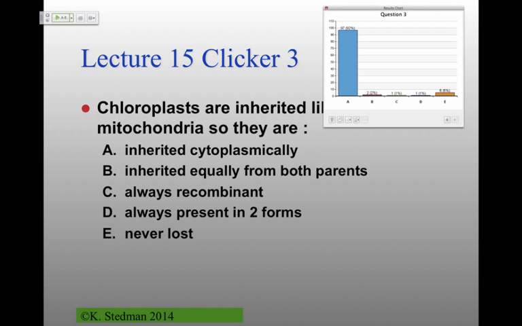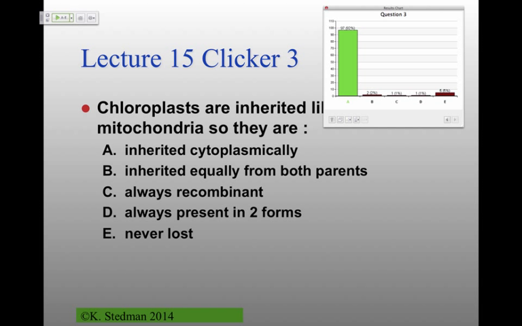Let's look at these results. I like it when everyone seems to agree, and I agree with them too. So they're just inherited cytoplasmically. They're not inherited equally from both parents, because that wouldn't be what you normally have from cytoplasmic inheritance. Always recombinant? There's very little recombination that happens between these different genomes because they're not going through meiosis and lining up with each other. Always present in two forms, not particularly. Never lost? That has nothing to do with inheritance.